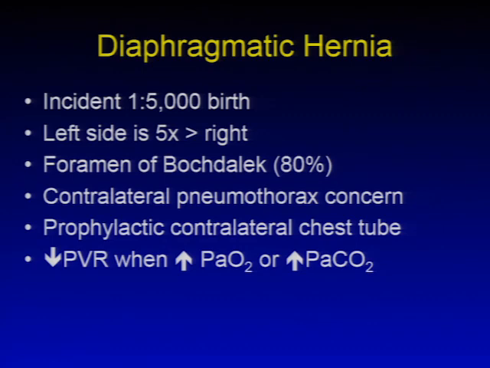Diaphragmatic hernias have an incidence of about 1 out of 5,000 births. It usually occurs on the left side and is 5 times more likely than the right. About 80% of the time it occurs in the foramen of Bochdalek. Of concern is the presence of contralateral pneumothorax that will occur on the other side from the diaphragm. Sometimes prophylactic contralateral chest tubes are placed.